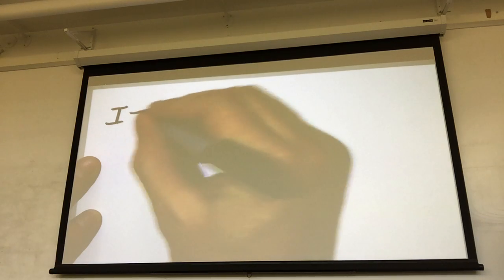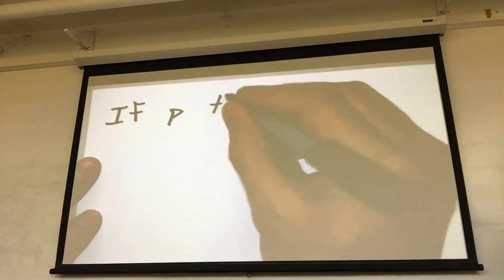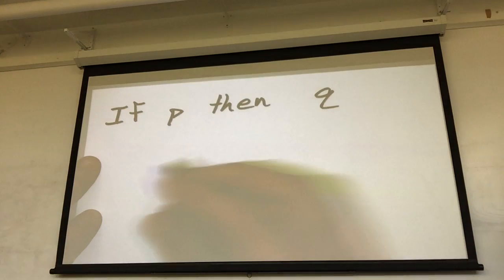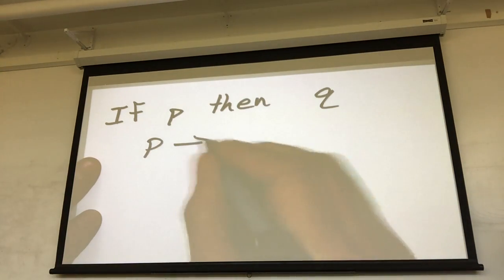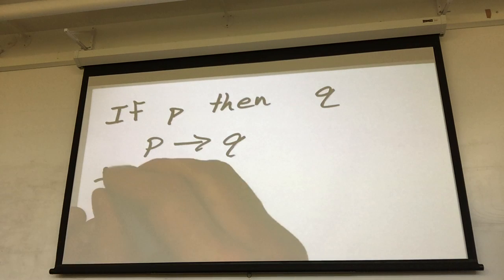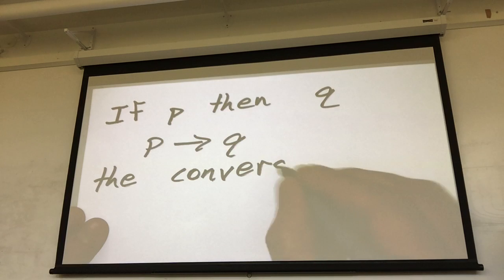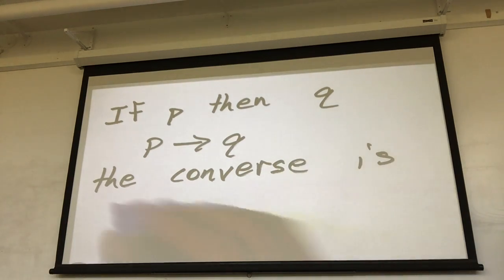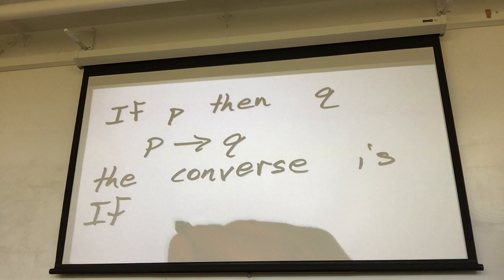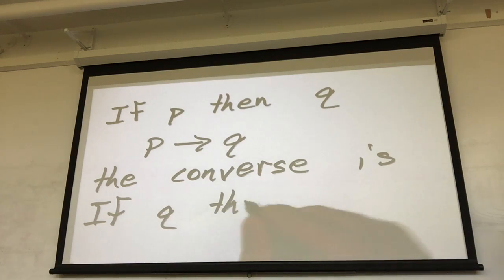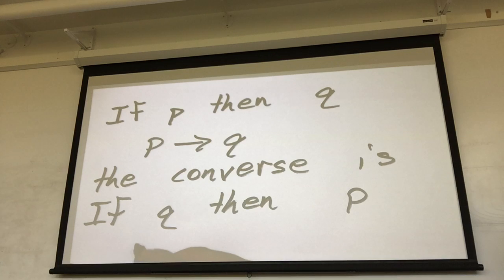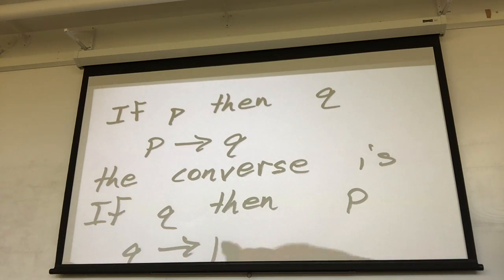Okay, so we can say, okay, if P then Q, this means that P implies Q. The converse is if Q then P. And this would mean that Q would imply P.